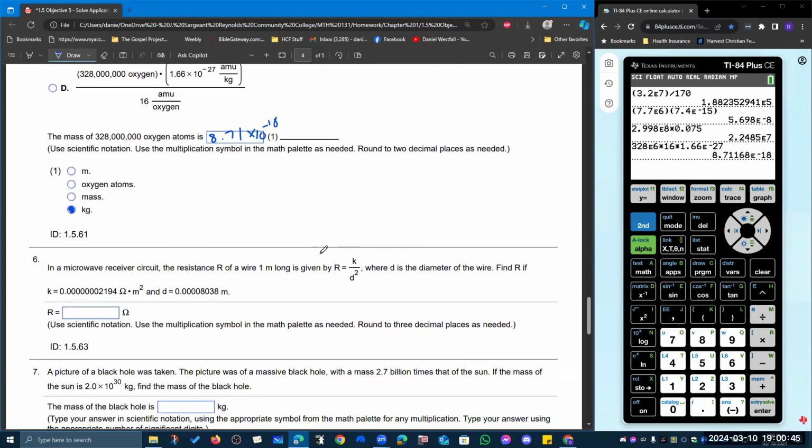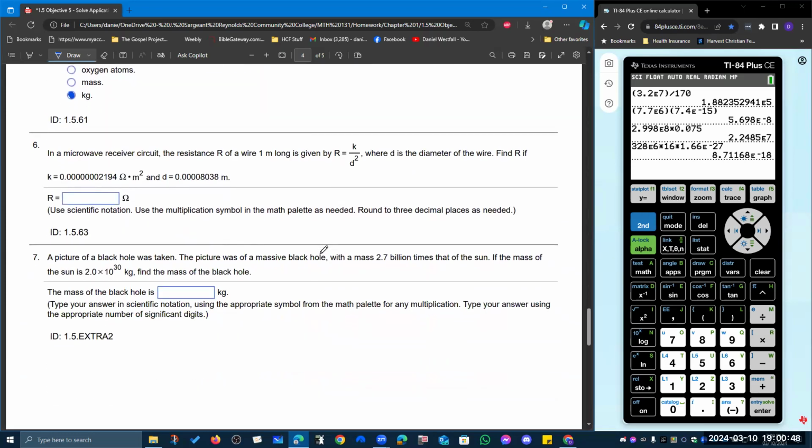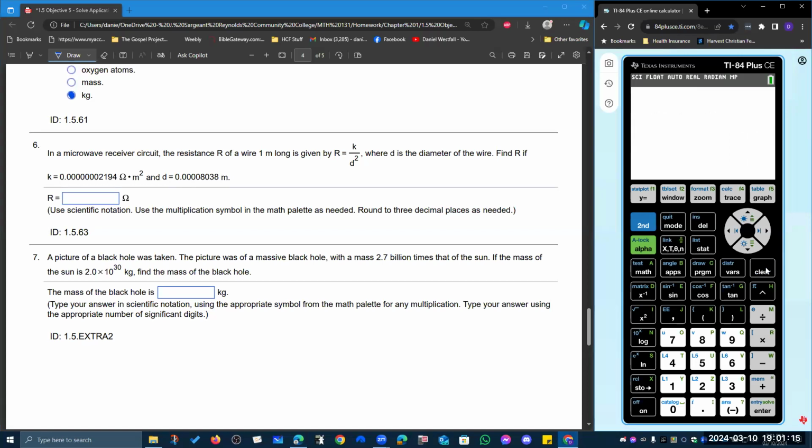One more problem here. A couple more problems here. In a microwave receiver circuit, the resistance of a wire 1 meter long is given by R equals K over D, where D is the diameter of the wire. Find R, where K equals this number, measured in ohms times square meters, and the diameter is that number. So K is 0.0000 2, 3, 4, 5, 6, 7.